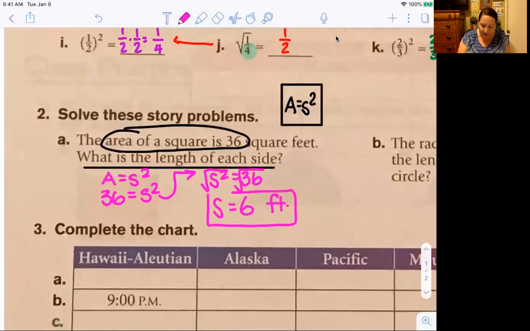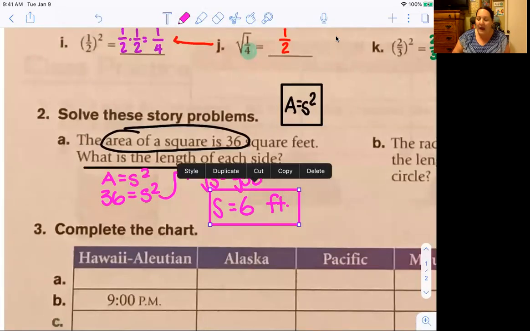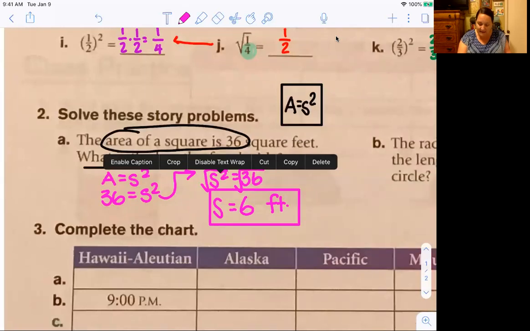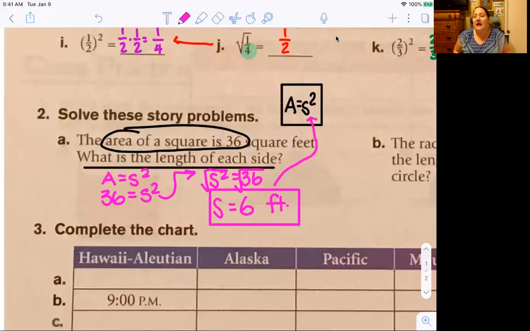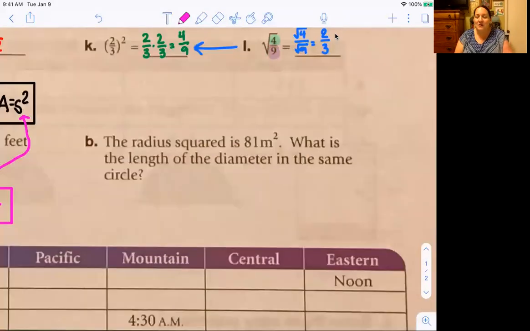Now, before we take that as our actual answer, let's plug in S to this formula. A equals S squared. 36 equals 6 squared. Does 36 equal 6 squared? It does, so we got it right. Good job, guys.